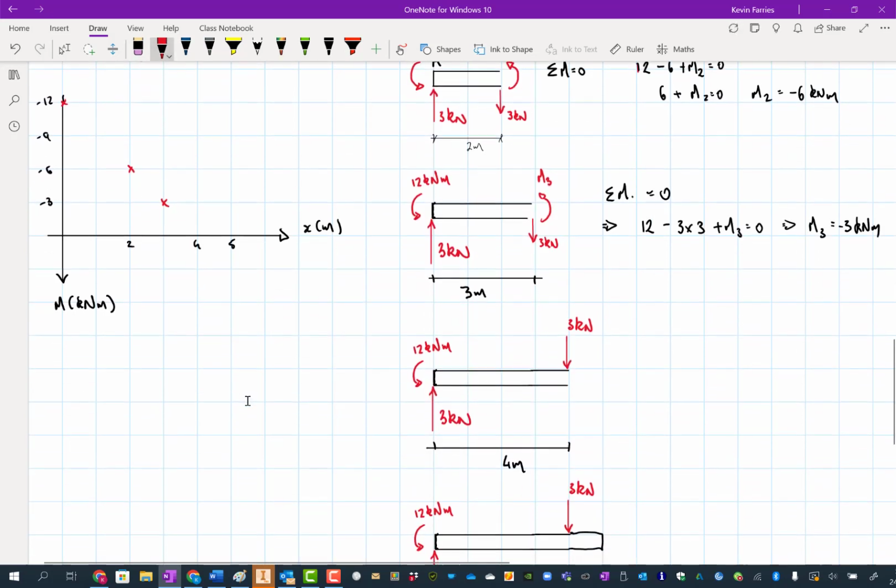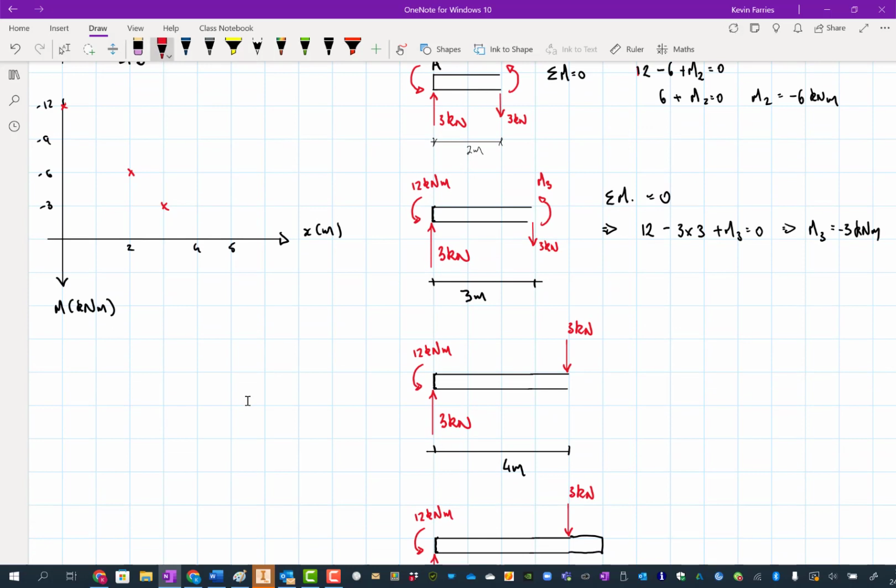Okay, down to 4 meters now. So positive bending means it's that way on that side. So the sum of your moments is equal to 0. That means we've got 12 minus 3 times 4. That 3 does nothing. We've also got, and the shears disappeared to 0 at that point, minus 3 times 4 plus M4 equals 0. So therefore the bending moment at 4 meters is equal to 0.